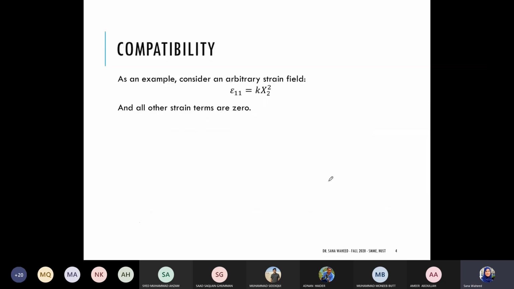Okay. For anyone for whom this is still not clear, let me show you an example, and then I think it will become even more clear what I'm saying: we have more strain components and fewer displacements, so there has to be some sort of a check on those strains so that all of our displacements turn out compatible. Okay, let's see the example.